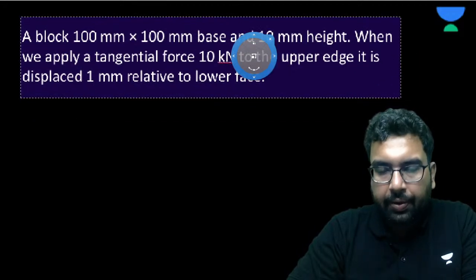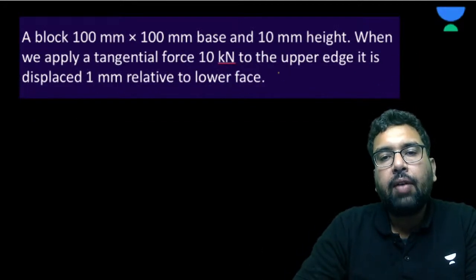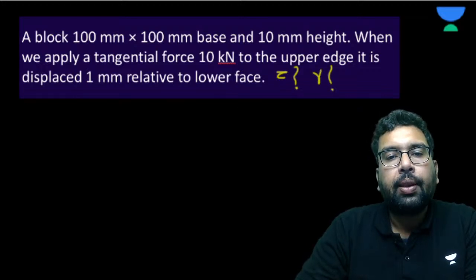Okay, so let's try this one. I'm very sure we can do it. In this case, you have to find the tau, that is the shear stress, and you need to find the gamma. Please go for it, guys.